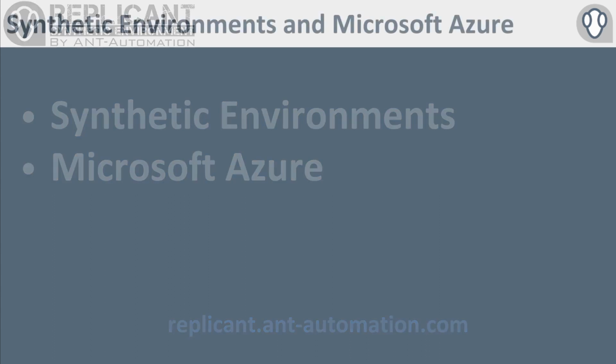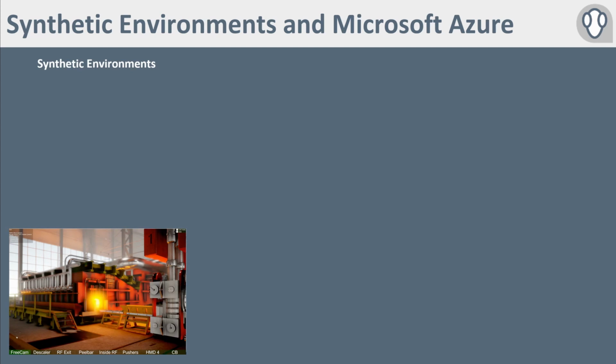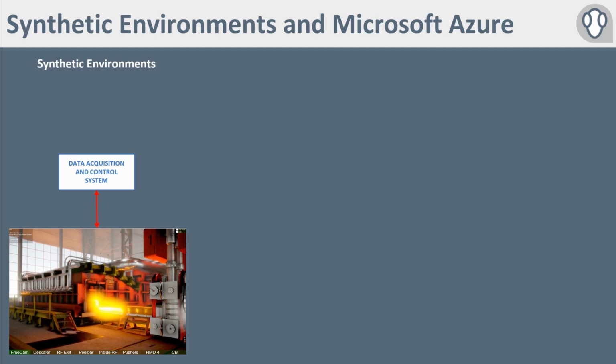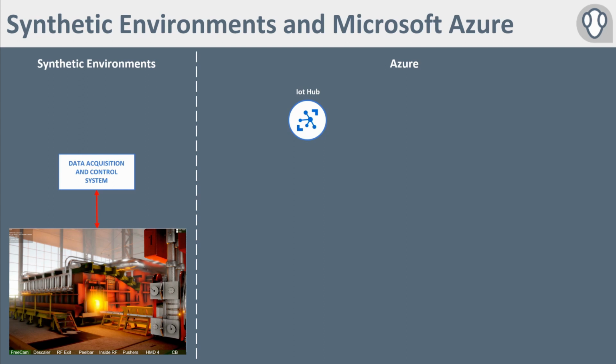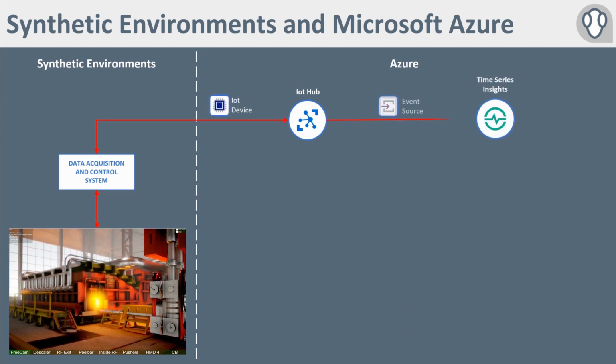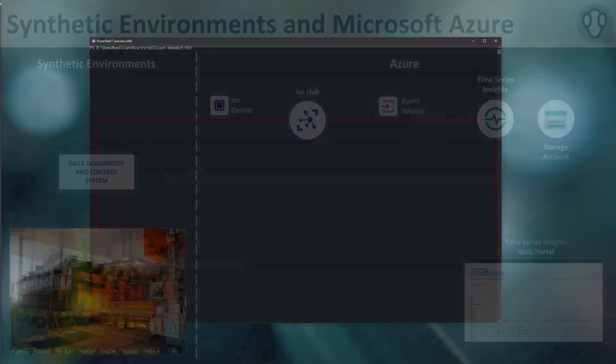The ReplicANT 3D model and every file pertaining to this demo will be available for download at replicant.ant-automation.com. On one hand, we have the synthetic environment, which is composed of the physical simulation and the control program simulation. In this example, we'll use ReplicANT's workflows that will initiate the production processes. On the other hand, we'll also be relying on Azure's infrastructure. To connect the production data to the cloud, we'll use Azure's IoT Hub. These messages will be processed by Azure's Time Series Insights, which stores them in a storage account. The data then can be visualized in the web portal.